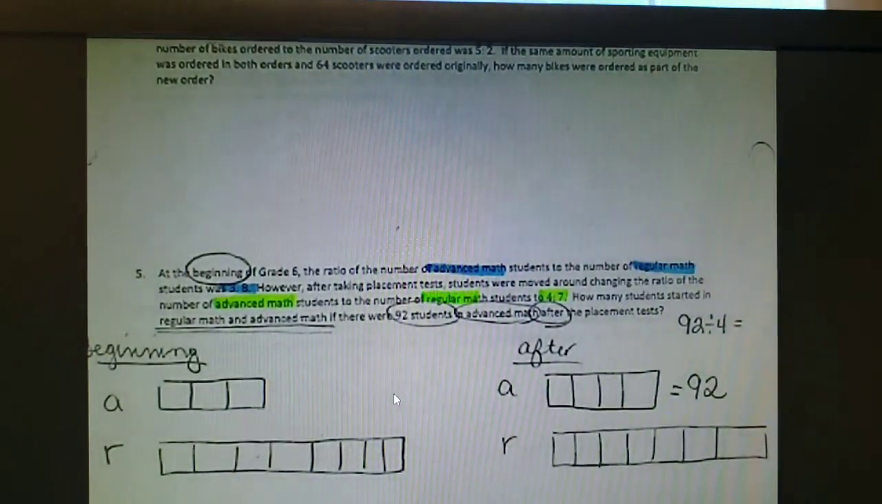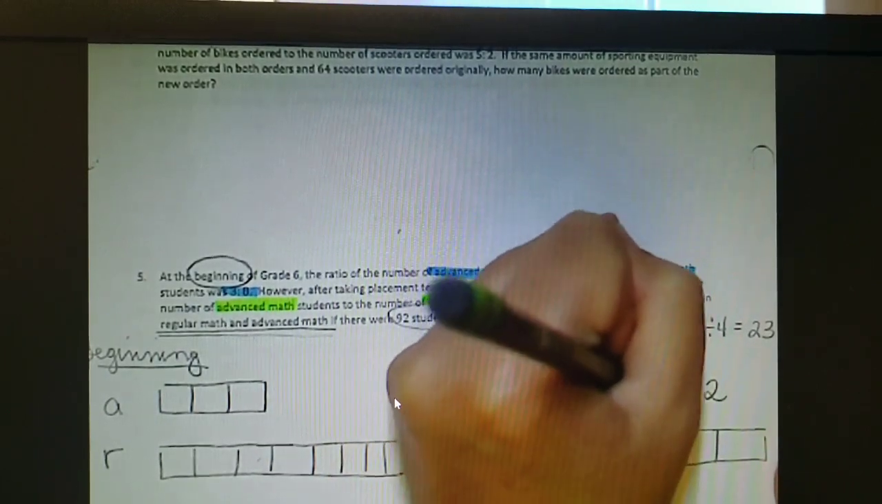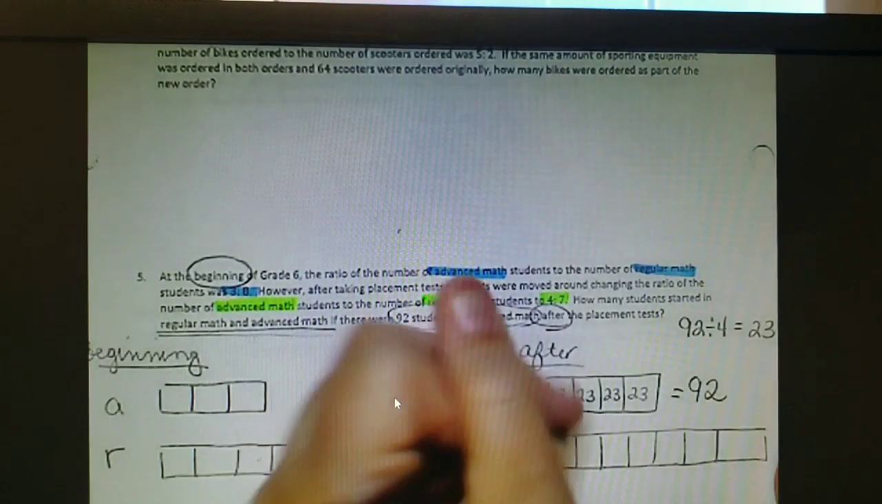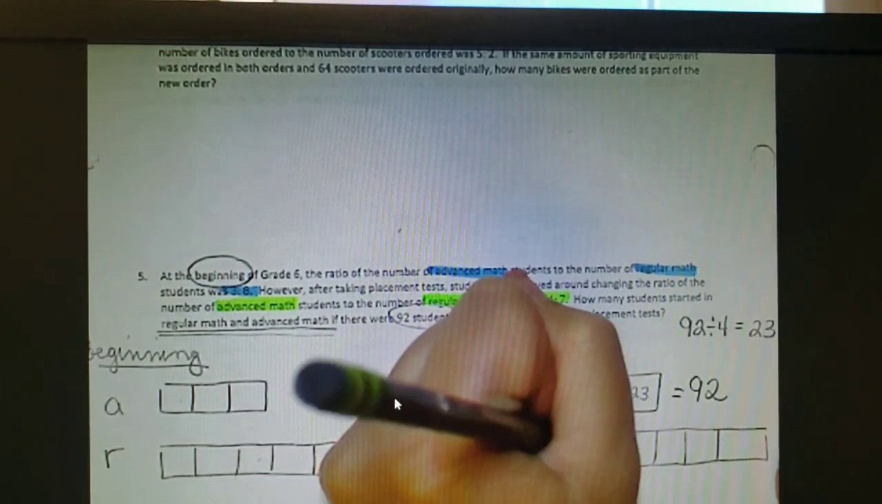So for this problem, we would take 92 divided by 4, and 92 divided by 4 is 23. So each of these boxes is 23. Each of these boxes is 23. Each of these boxes is 23.